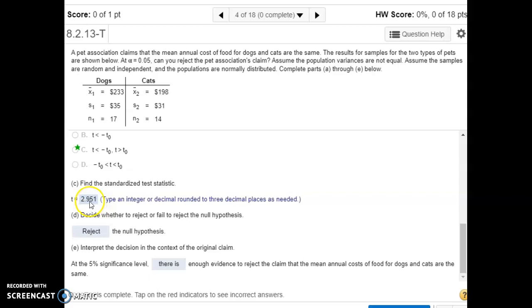2.951 is in the rejection region, so we will reject the null hypothesis. There is enough evidence to reject the null, and that's our interpretation down here. There is enough evidence to reject the null, which was our claim that the mean annual cost of food for dogs and cats was the same.